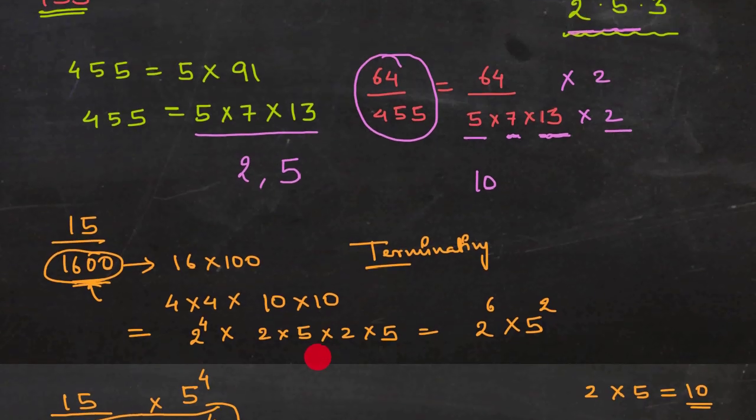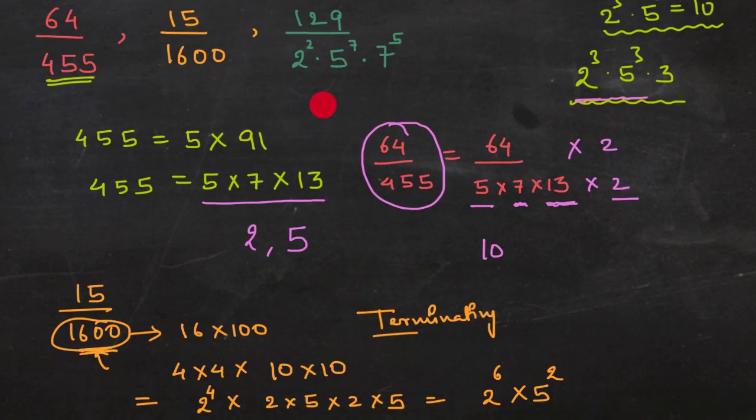The last example is 129 upon 2 square times 5 to the power 7 times 7 to the power 5. So this is already given in its prime factorized form. So we have two 2's and seven 5's. So we can say that 2 times 2 times 5 times 5 times 5 times 5 times 5 times 5, 1 2 3 4 5 6 and 7, and we have five 7's as well.